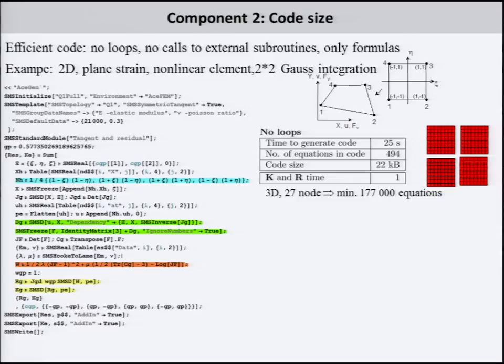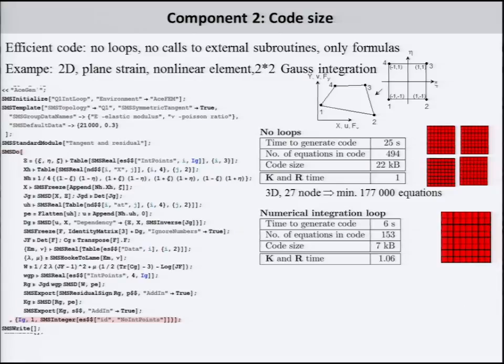Where is the problem? If we would try to do that for the 3D case with quadratic interpolation, that means 20 nodes with 3 by 3 Gauss integration, the result will be 177,000 formulas. So we are stuck there. We cannot actually do the 3D case.